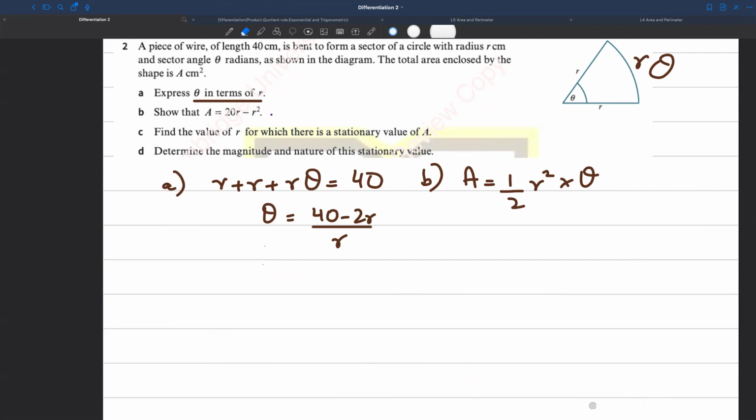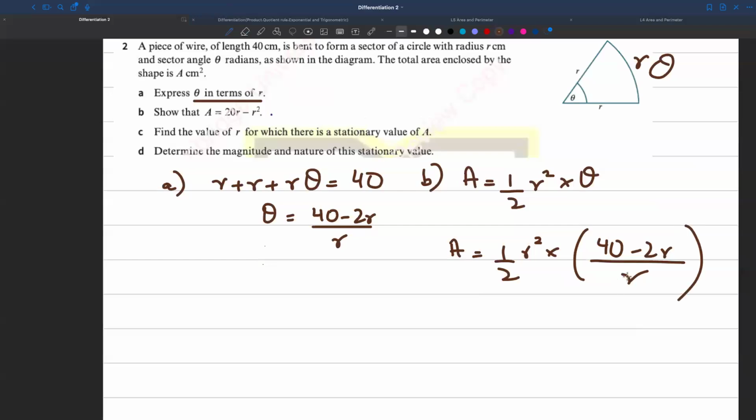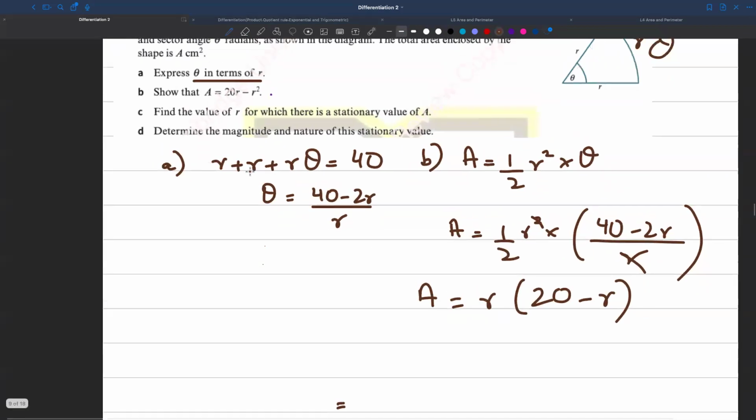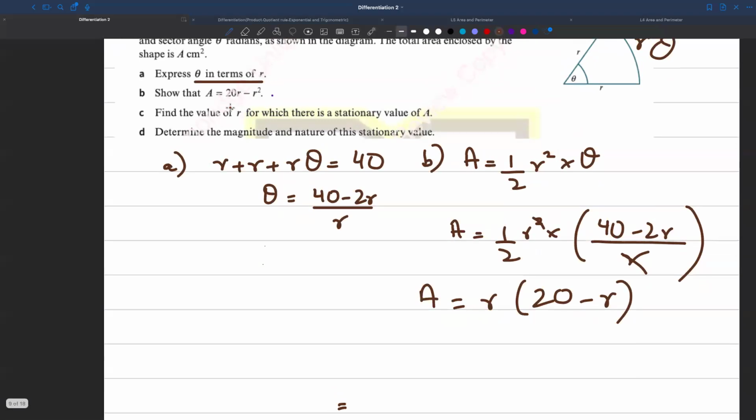Okay, so the equation we made in the first part was theta is equal to 1 upon 2 r squared into 40 minus 2r upon r. This r and r cancels, so I have r in the numerator. When this 2 divides 40 and 2r, that will make it 20 minus r, right? And finally, the area will become 20r minus r squared, like it's given over here.